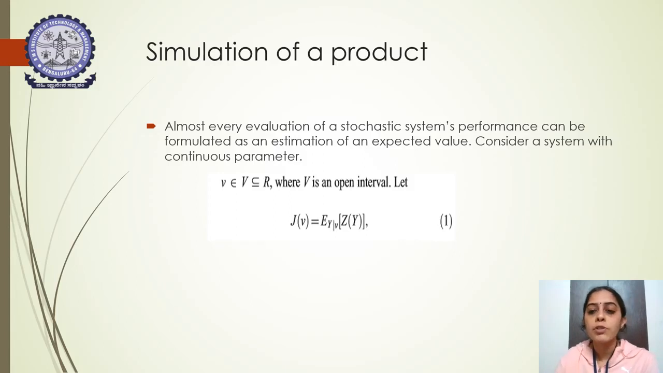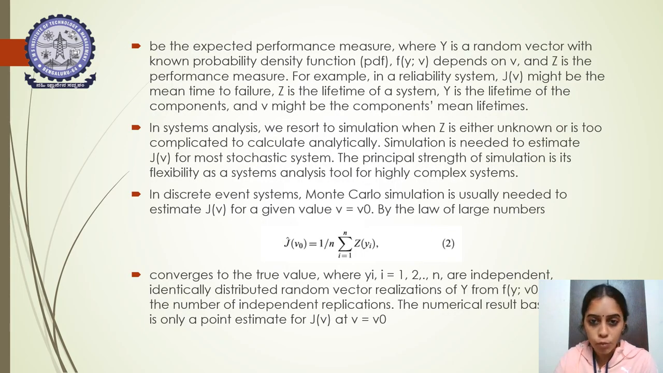So usually we use a continuous parameter for evaluating the expected values, and here V is always an open interval that we use and not a closed interval. Okay, so here J of V will be equal to E suffix Y of Z of Y, where Y is the variable. So you have to see now what is Y. Y will be a random vector with known probability density function. So the function could be either V or Y.